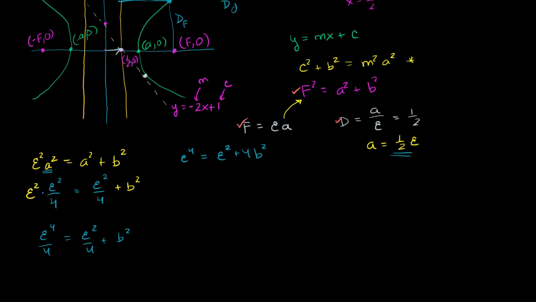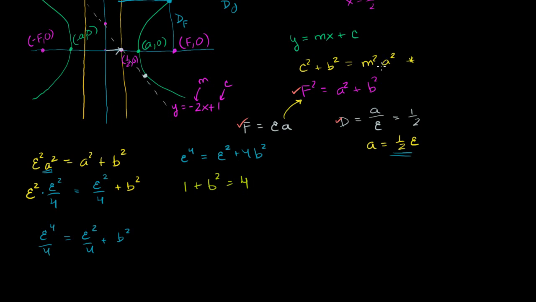Our y-intercept is 1. So this expression right over here, let's rewrite it. So we have c squared. I'll do it in green. c squared is 1 squared. So we have 1 plus, we don't know what b squared is. So 1 plus b squared is equal to m squared. We know that m is negative 2. Negative 2 squared is 4. 4 times a squared. Now, instead of putting an a there, we already have an expression in terms of e and b. So let's put this in terms of our eccentricity.